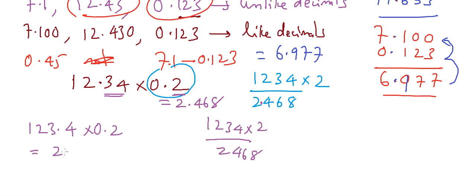Okay, so 2468. Now, how many decimal places? The first number has 1 decimal place. The second number also has only 1 decimal place. So 1 plus 1, 2. So the result should have 2 decimal places. So obviously the point will come here, isn't it? So 24.68 is the answer.